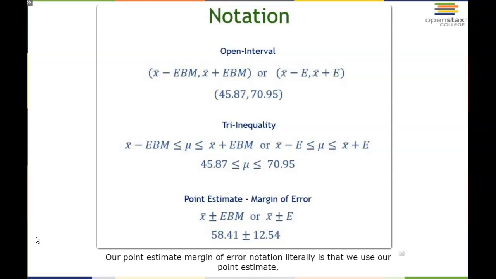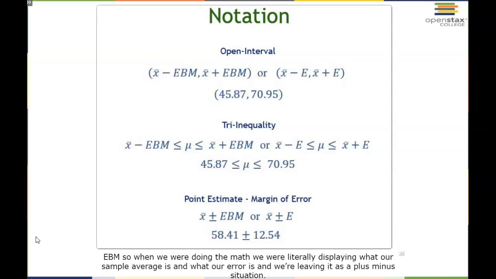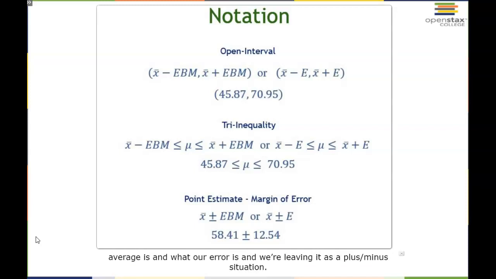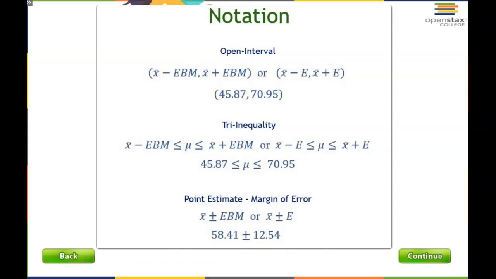Our point estimate margin of error notation literally is that. We use our point estimate, which we've been using X bar, so that's why I have that there. And we use the symbol plus minus, our EBM. So we're not doing the math. We are literally displaying what our sample average is and what our error is, and we're leaving it as a plus minus situation. So you will see confidence intervals written in all three of these manners: open interval, the inequality, and the point estimate margin of error. Be careful when you're running through your homework that you put your interval in the correct notation that the question is asking for. You've reached the end of this lesson.